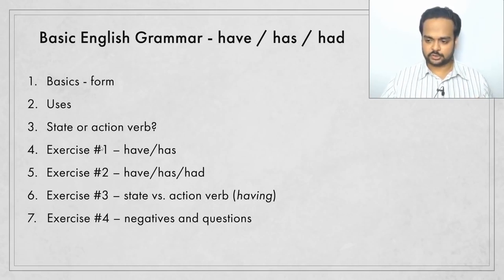And then we have four exercises in which we'll practice choosing between have and has, and then choosing between have, has, and had for the past tense. And then we'll practice using having correctly. And finally, we'll discuss how to make negatives and questions with the verb have.